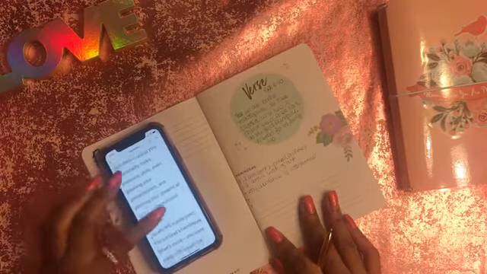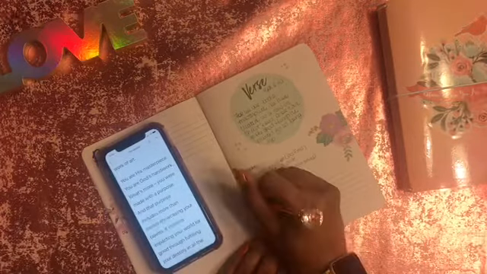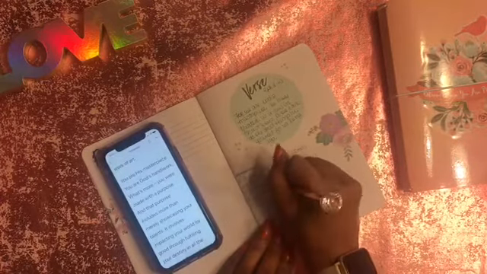So some of the reminders that I was actually jotting down from this devotional is I am God's poem.